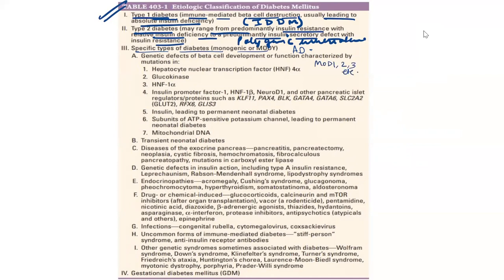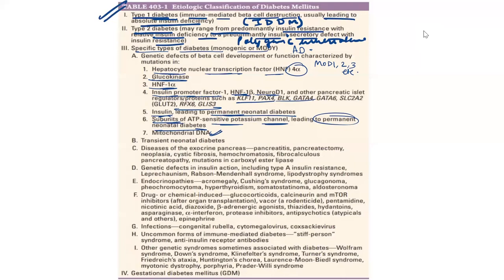And in each one of them, there is a specific defect. So the first one is hepatocyte nuclear transcription factor 4 alpha defect. Then we can have glucokinase defect. We can have HNF1 alpha defect. Then we can have insulin promoter factor 1, HNF1 beta, NeuroD1, or other pancreatic islet regulator proteins such as these. Then we can have a defect in insulin only, which can lead to permanent neonatal diabetes. Then we can have defects in subunits of ATP-sensitive potassium channels, which can lead to permanent neonatal diabetes, or we can have a defect in mitochondrial DNA. So all these are types of defects that are found in MODY.